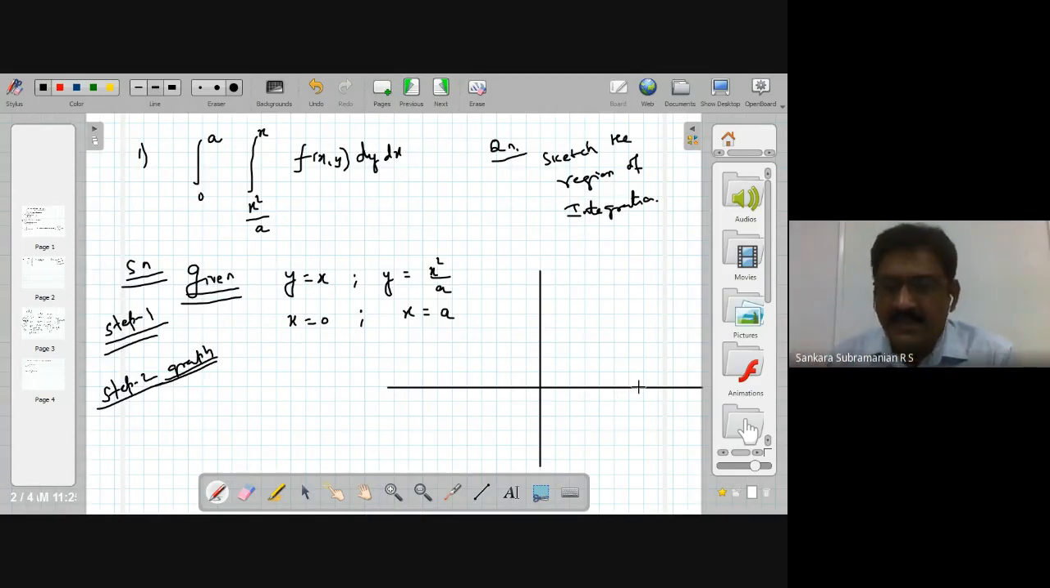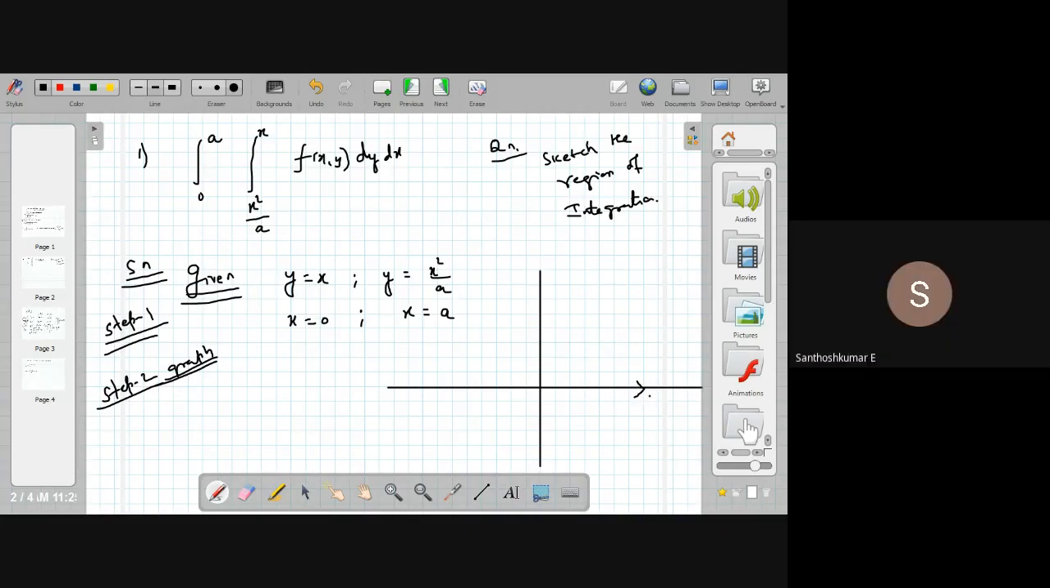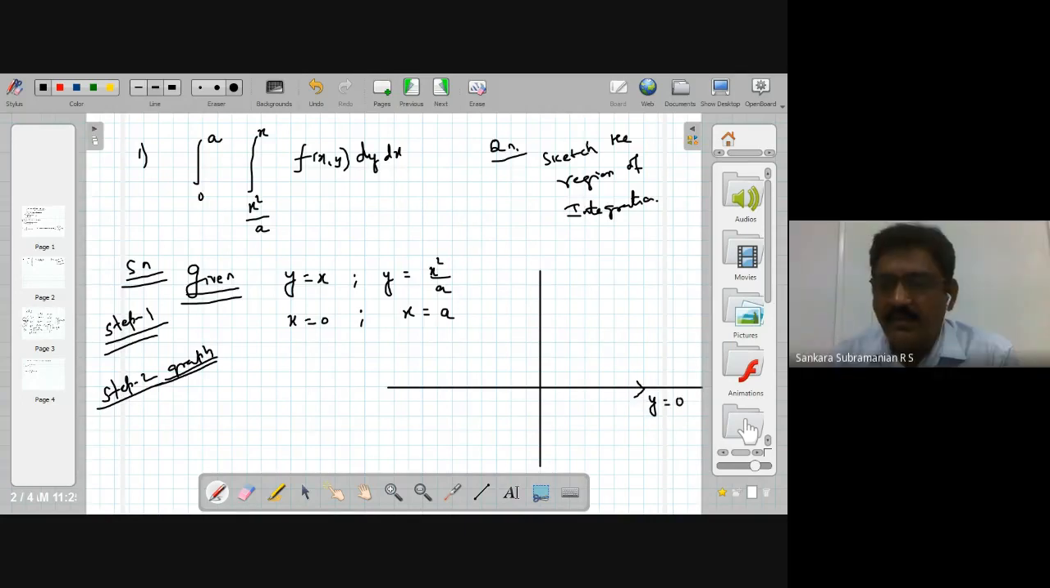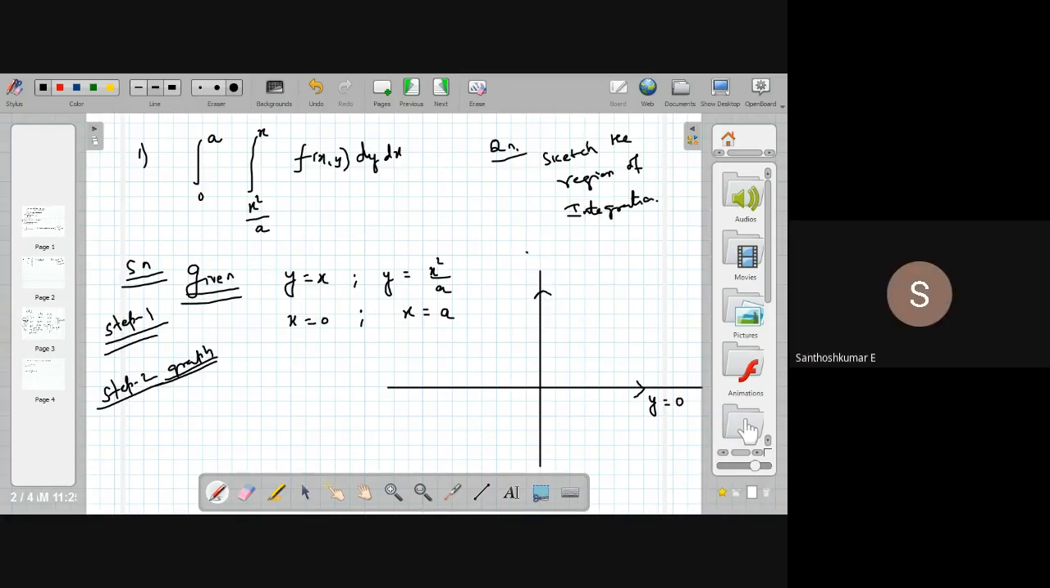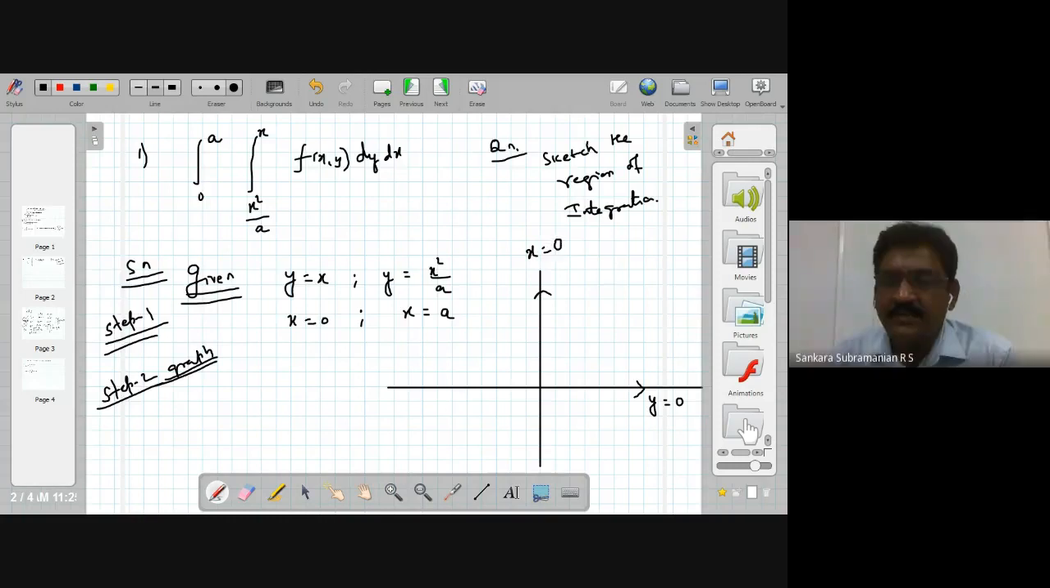What is the line? Y equal to 0. Yes, good. This is the line y equal to 0. X equal to 0. This is the line x is equal to 0.